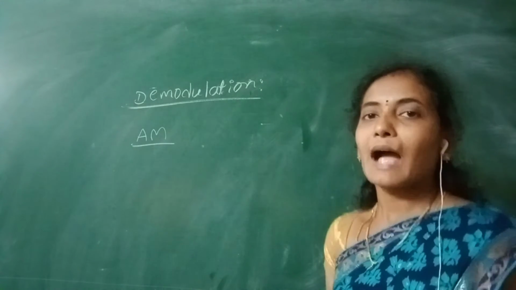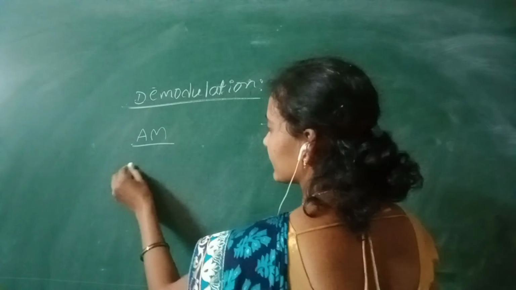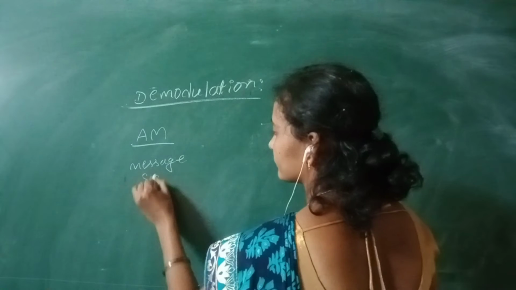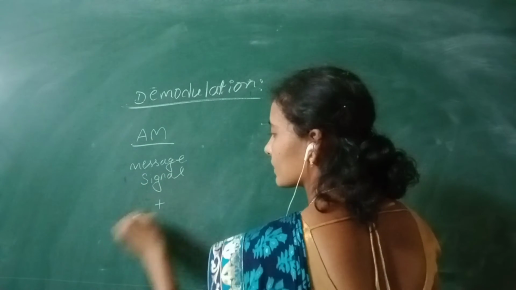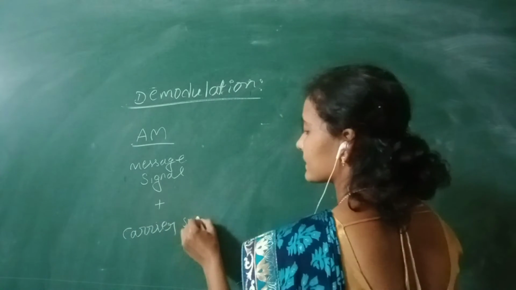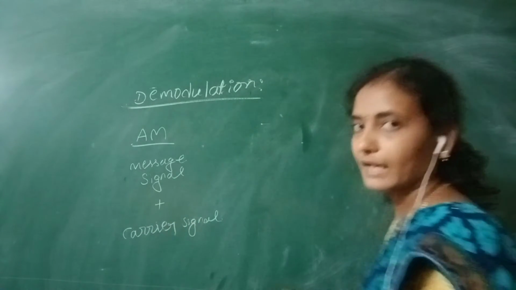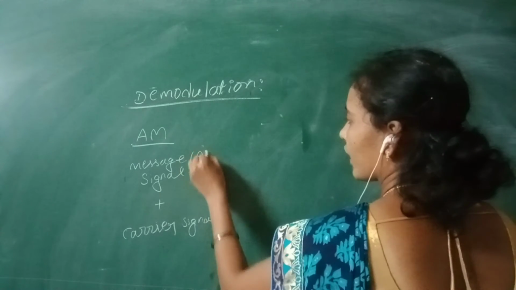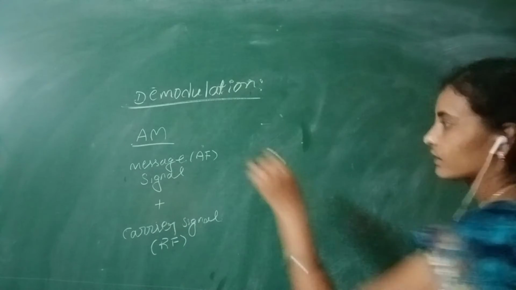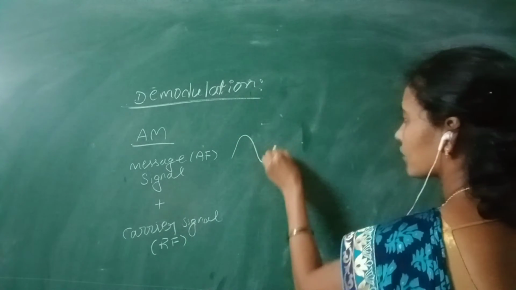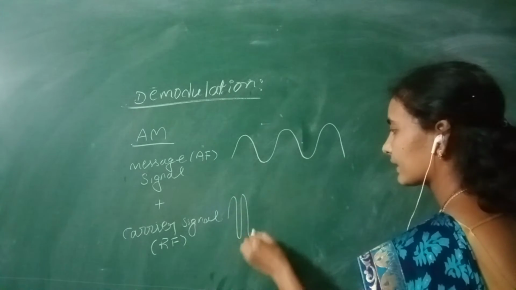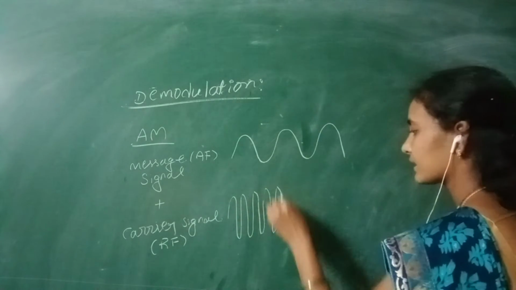For performing the amplitude modulation, we are using message signal plus carrier signal. Message signal means AF, audio frequency, and carrier signal is RF, radio frequency. So this is the representation of message signal, and this is carrier signal, a high frequency signal.